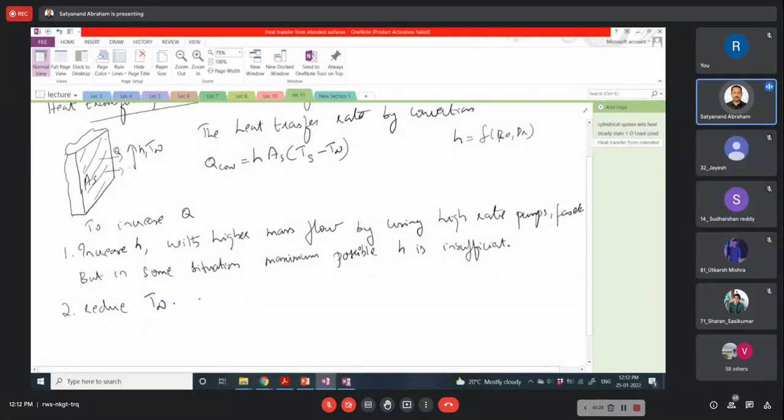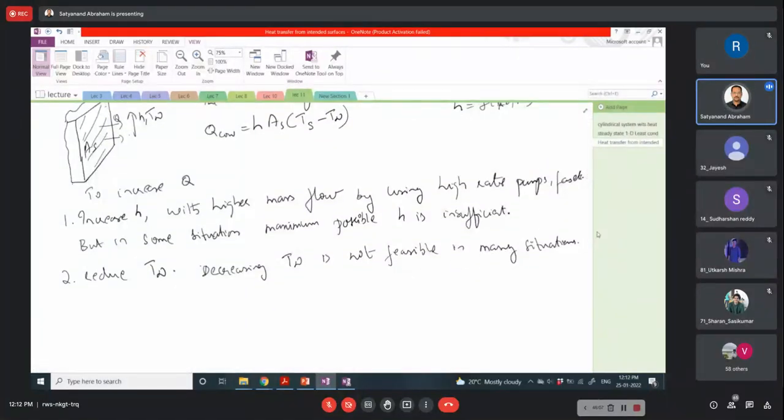Okay. So therefore, what we can say is that decreasing T infinity is not feasible in many situations. If we can run water or something, and if you want to reduce it below the ambient, then again we need to have a chiller and all. So again, that is going to be very costly. So therefore, reducing T infinity is also not a good option.